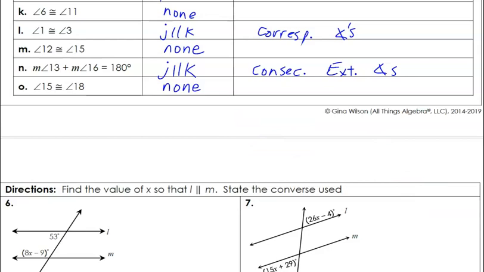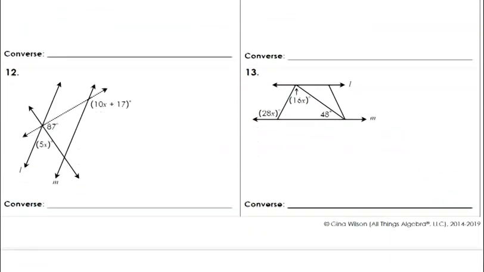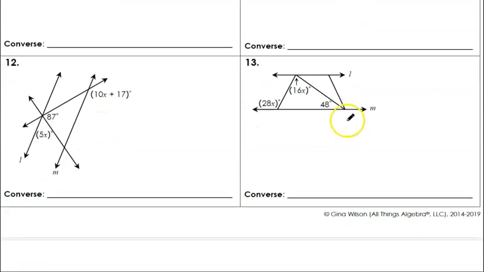All right, and then I've chosen a couple more on this handout. I'm going to jump down to the last two, 12 and 13, and then I'll do the ones in your textbook. So number 12, we have these two lines, at least we think they're parallel. They look like they are parallel. We're assuming that they are, L and M.